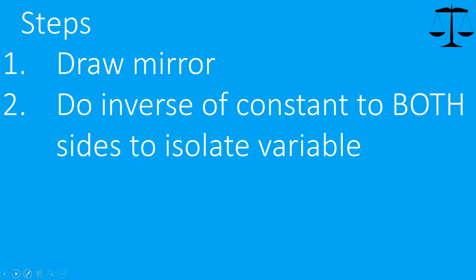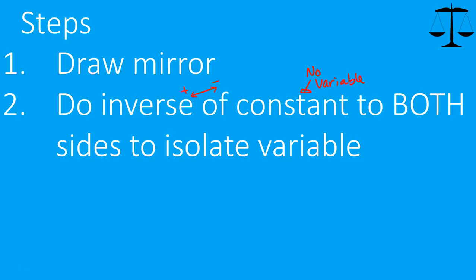Okay, step 2. Do inverse of constant to both sides to isolate the variable. So inverse operations. Here, that is addition or subtraction. Remember, those are inverses of each other. Constant, maybe you need to write yourself a note there. That means that there is no variable. The constant is the one with no variable.